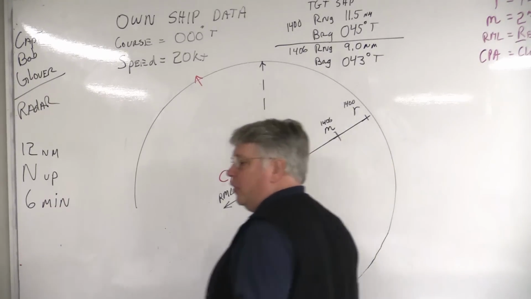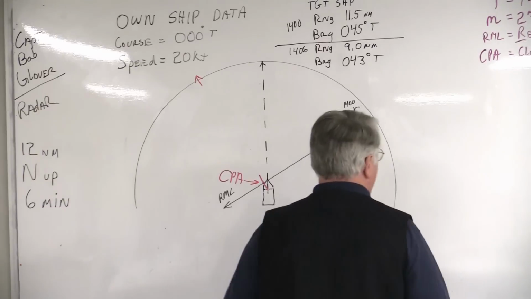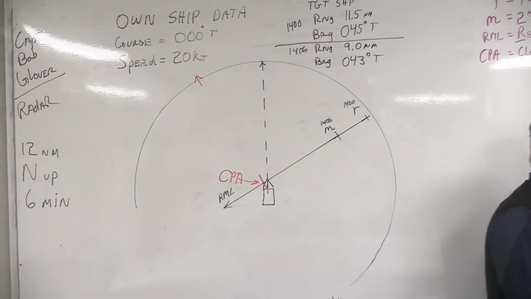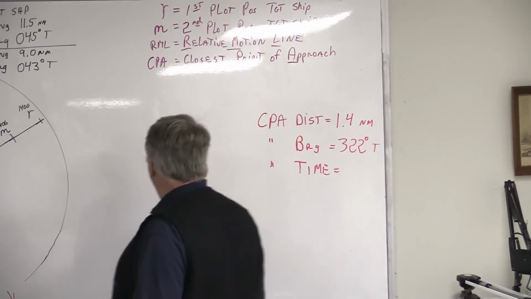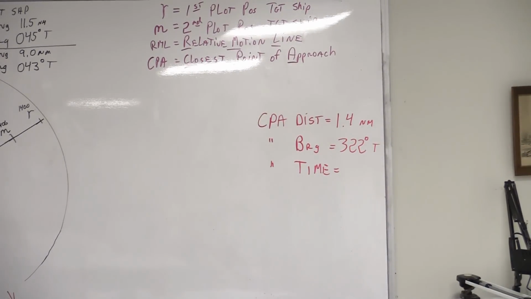And what did you guys get for a... 321. That's in that ballpark. What'd you get? 322. Okay. So the bearing of CPA is 322.